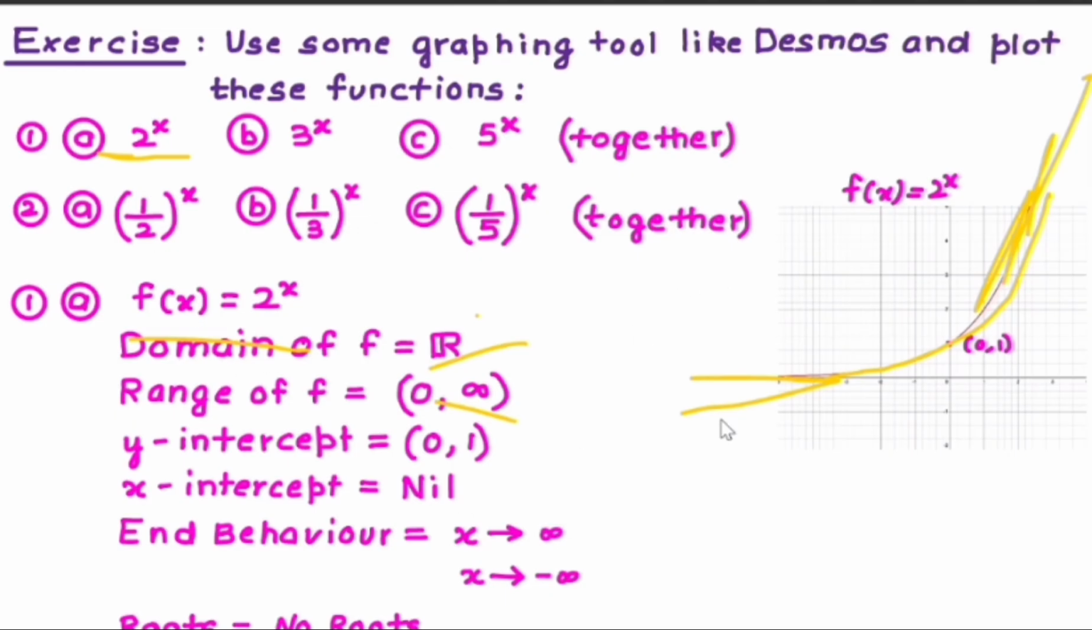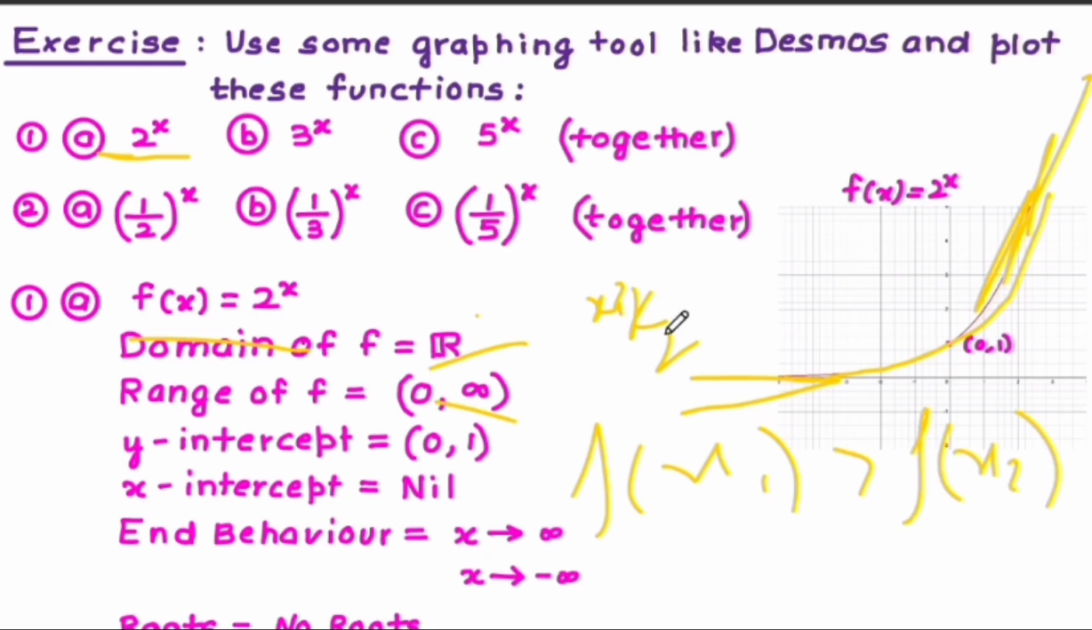And yes, this is increasing. How do you find whether the function is increasing or not? We put in values of x. If x1 is greater than x2, and f of x1 is also greater than f of x2, that means your function is increasing. And all the one-one functions are increasing functions.